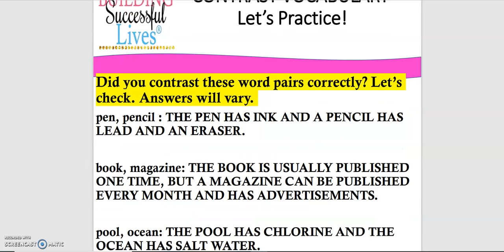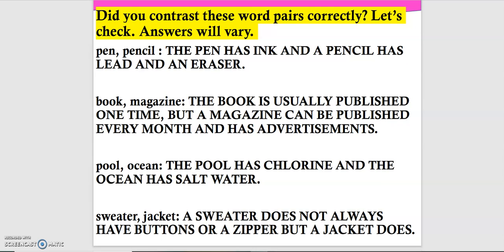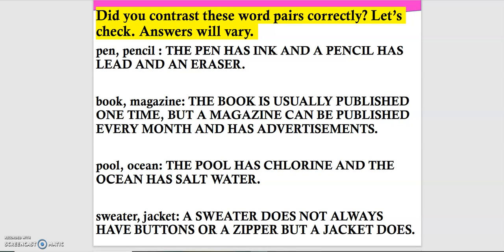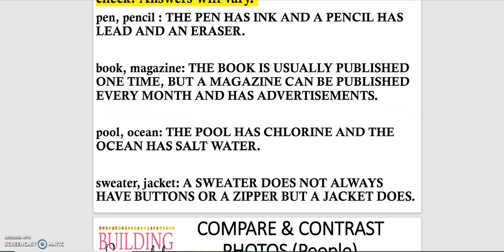Let's check. The answers may vary a little bit, and that's okay, just as long as it's accurate. A pen and pencil. The pen has ink and a pencil has lead and an eraser. That is how they are different. Book and a magazine. The book is usually published one time, but a magazine can be published every month and has advertisements. Pool, ocean. The pool has chlorine in it and the ocean has salt water. Sweater and jacket. A sweater does not always have buttons or a zipper, but a jacket does.